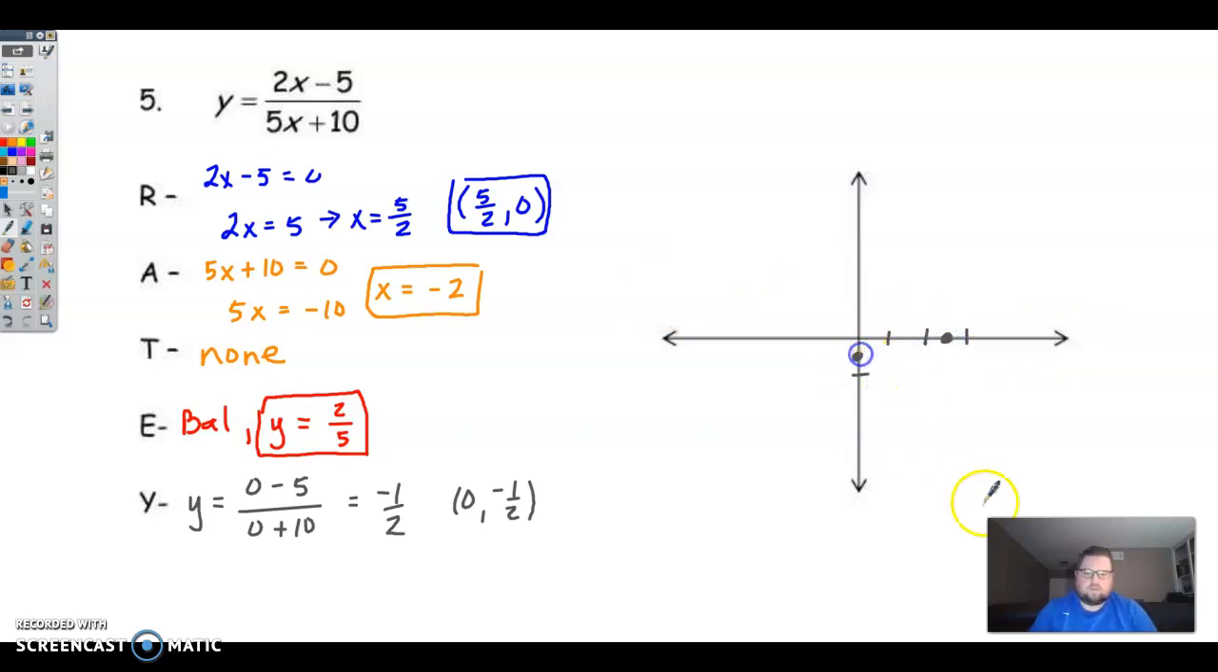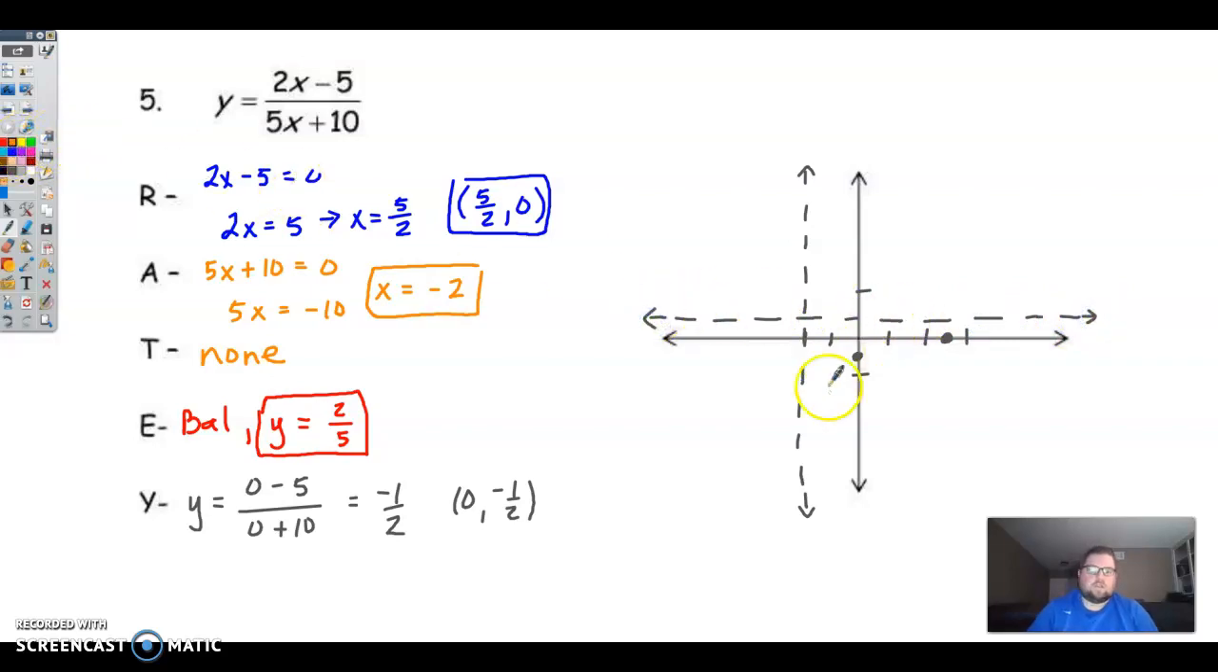All right, so if we plot our points here, 5 halves is 2.5. Negative 1/2 is right there. X equals negative 2. There, and then y equals 2/5, so that's 0.4. So a little bit above the x-axis on this one.